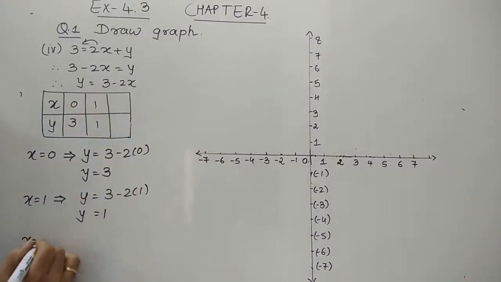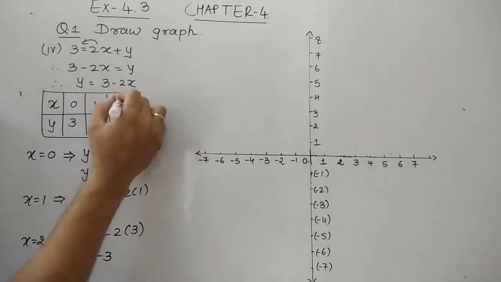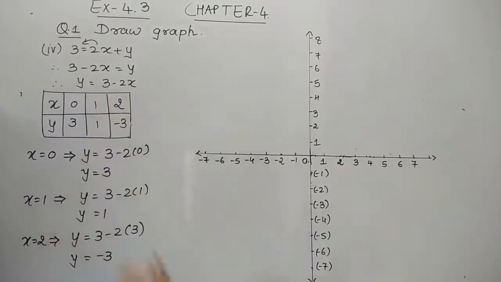Now I'll go for x is 2. So let's see what value of y we obtain. 3 minus 2 into 2. So 3 minus 4. So that is minus 1. So for the first time you can see that we obtain a negative value. It doesn't matter. Nothing is wrong.